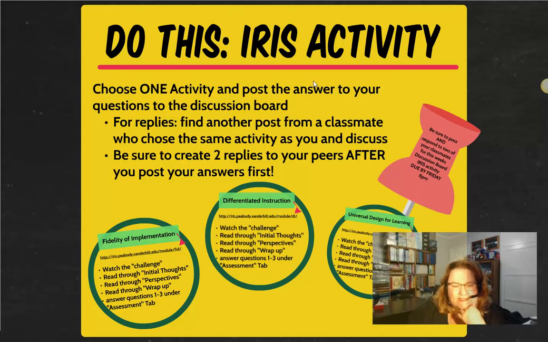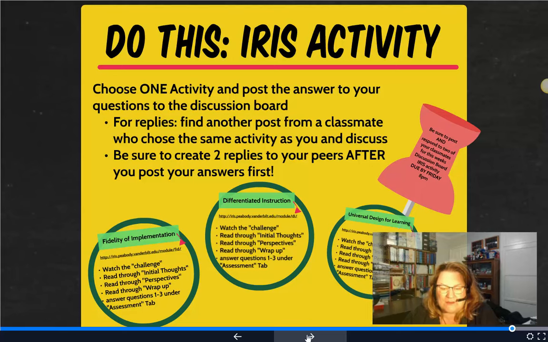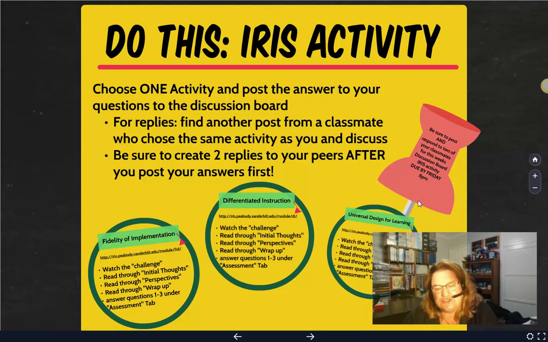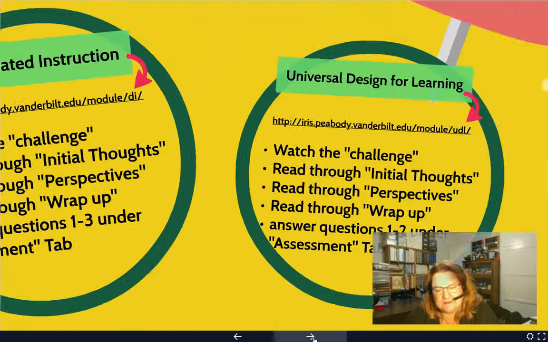So let's say you picked differentiated instruction. You're going to click the link, watch the challenge, do initial thoughts, just basically read through some of our videos and read through the wrap-up, and then answer questions 1 through 3. That's it. This one's questions 1 through 3, and this one's questions 1 through 2. Choose the one that was interesting to you while I was talking. There might be a part of the chapter that's more interesting to you. And again, it's due by Friday. Okay, those are your choices.